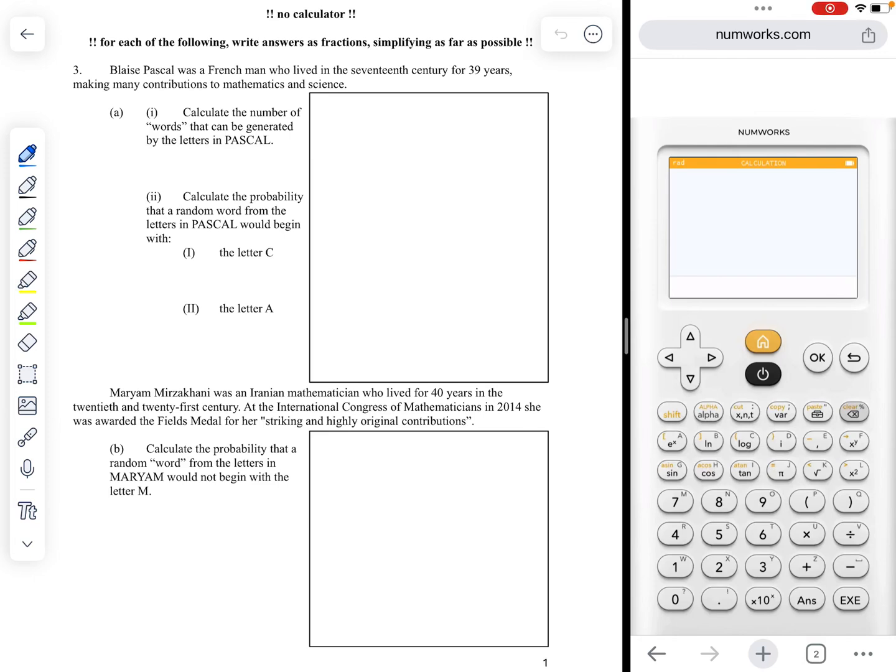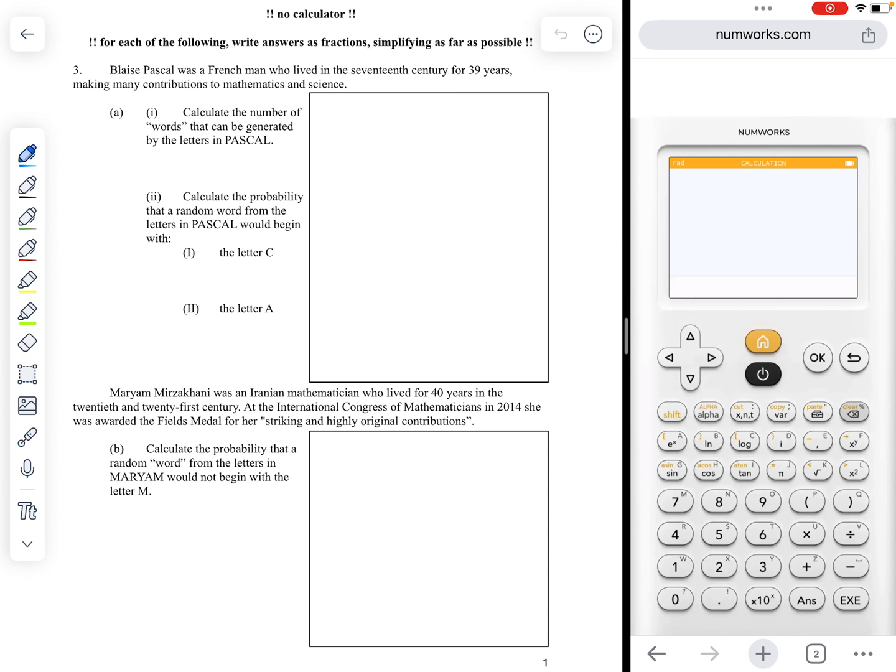Question 3. No calculator. And for each of the following, write answers as fractions, simplifying as far as possible. Blaise Pascal was a French man who lived in the 17th century for 39 years, making many contributions to mathematics and science. Calculate the number of words that can be generated by the letters in Pascal.